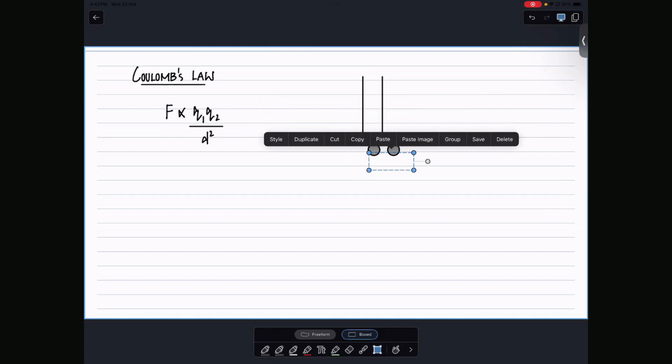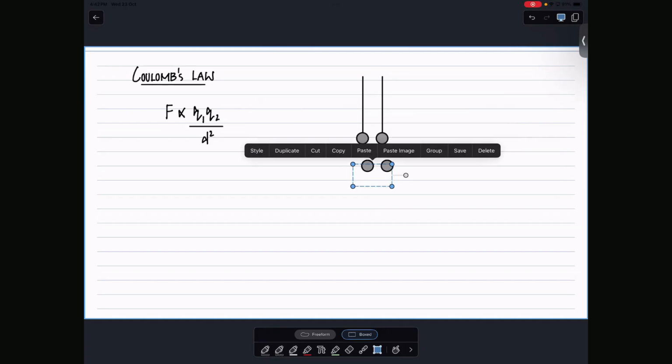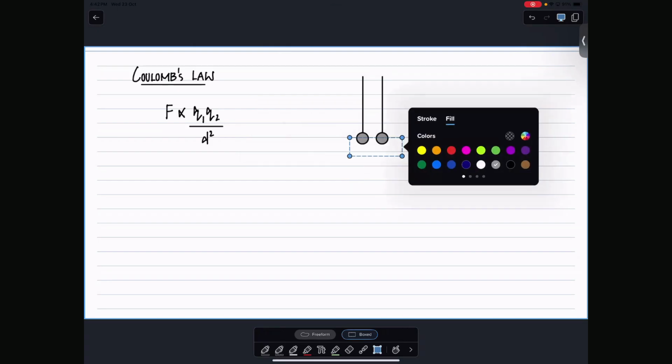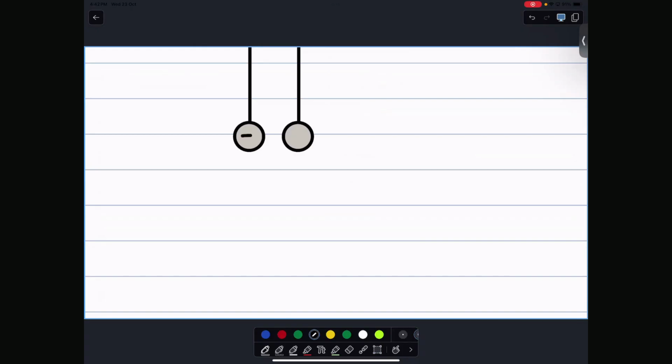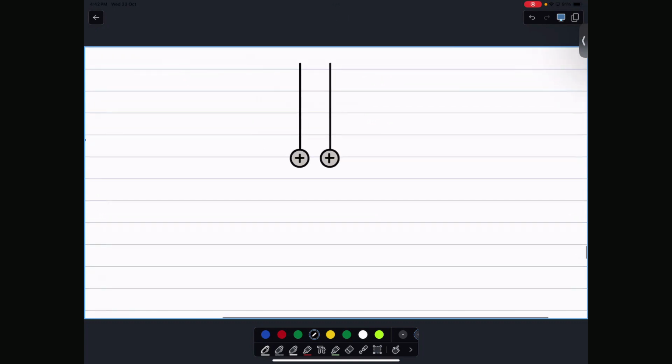Okay, both of these are what charges? Positive charges. What will they do to each other? Yeah, so it turns out like charges repel, and that's what we found. But we also found that unlike charges, what? Attract. So the major difference between gravitational field and electric field is that electric field is both attractive and repulsive.